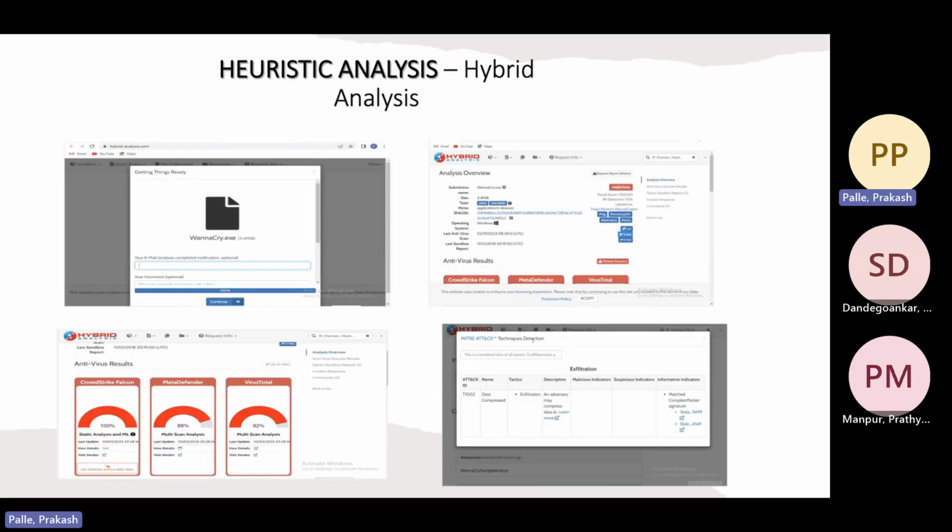And the other tool we have used is Hybrid Analysis, an online malware analysis platform that combines static and dynamic analysis techniques. It allows you to submit files and URLs for analysis and provides detailed reports on the observed behavior, the network activity, and malicious actions. Hybrid Analysis can be useful for understanding the behavior of malware in a controlled environment.